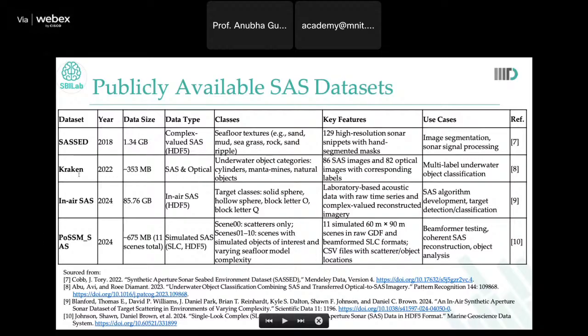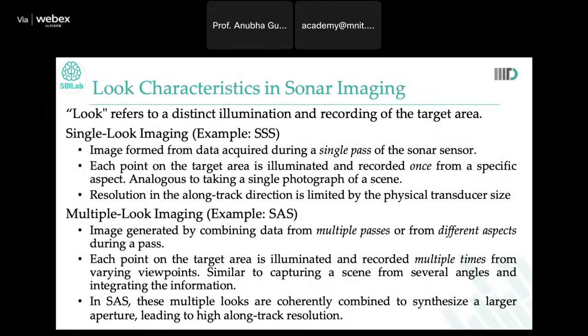Now, Kraken is another dataset, for multi-label underwater object classification. Again, here 86 SAS images and 82 optical images with corresponding labels are provided to you. Underwater object categories are, for example, cylinders, mines, natural objects, etc. Then two more datasets are here, the links are given here and the papers are here. You can download these datasets and get started with the research that you have been studying in this summer school as well.